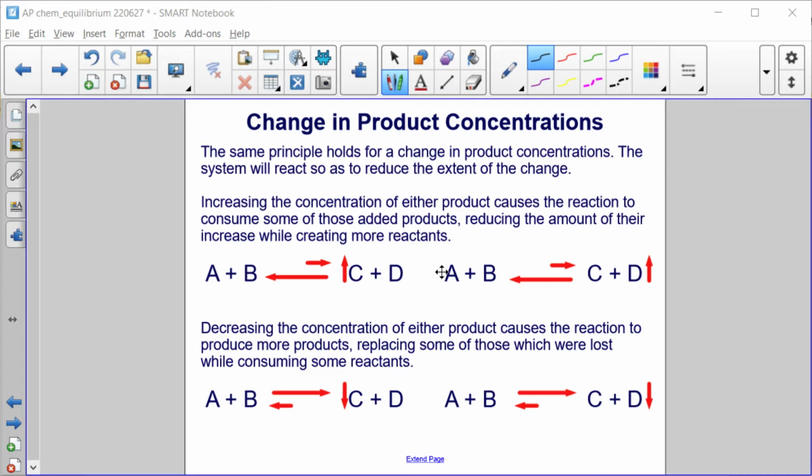Decreasing the concentration of either product causes the reaction to produce more products, replacing some of those which were lost while consuming some reactants. So if I lower the concentration of C or lower the concentration of D, the equilibrium will shift to the right in order to replace those products that were decreased, and in doing so, we have to use up some of the reactants.